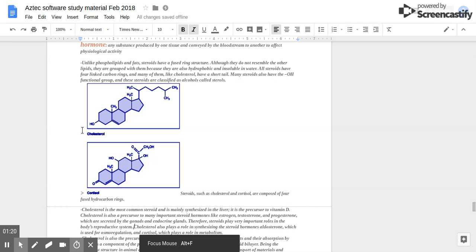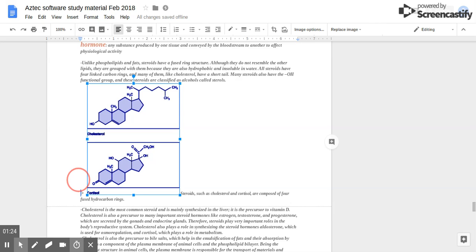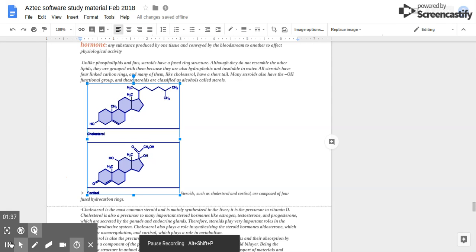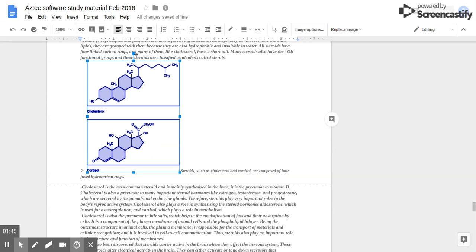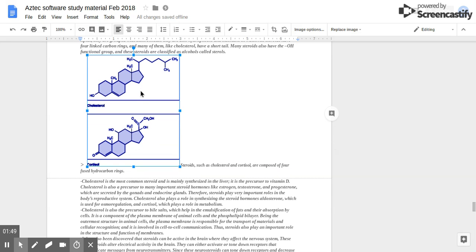Examples of steroids are cholesterol and cortisol. The difference is cholesterol has a hydroxy group, making it an alcohol or a sterol. Cortisol does not. Many steroids have the OH functional group. These steroids, called sterols, are classified as alcohols.